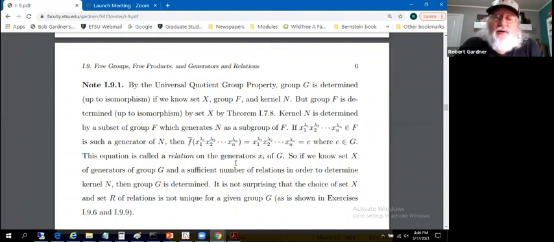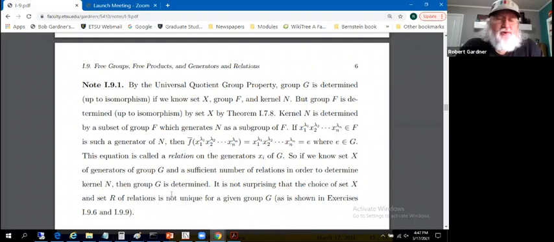This equation is called a relation on the generators x sub i of G. So we'll have generators of a group. They'll be the elements of set X. And we'll have these relations. They're equations involving the generators. So if we know set X of generators of group G and a sufficient number of these relations in order to determine the kernel N of the homomorphism, then group G is determined.